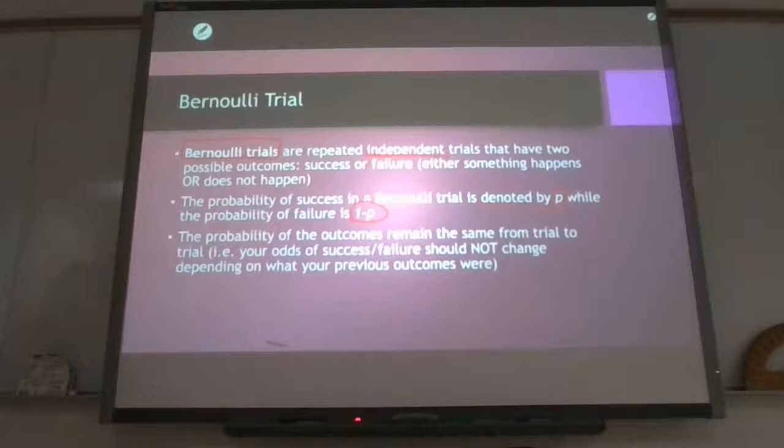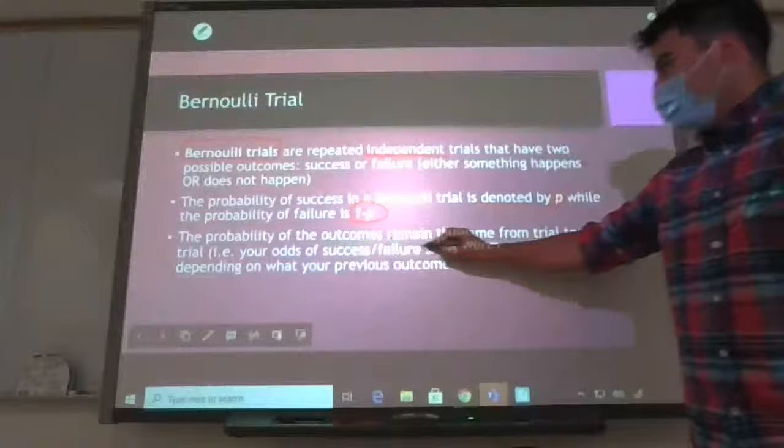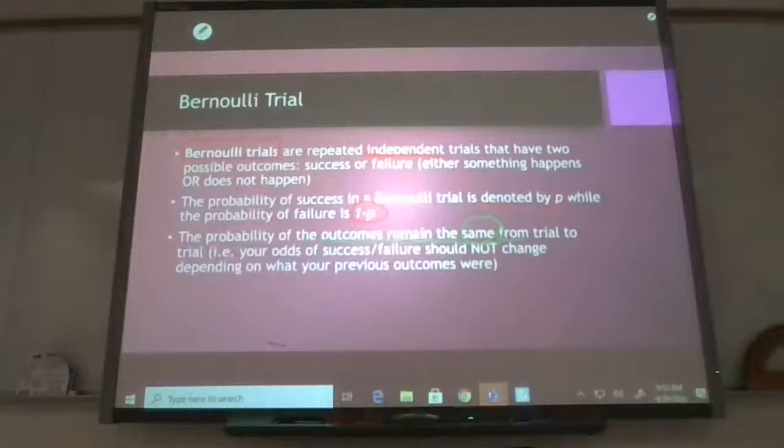So, the other key thing in a Bernoulli trial: obviously you have either success or failure. Your probability of success is P. Your probability of failure is just the difference, 1 minus P. There's another really important thing that we always have to assume with these. We always assume that the probability of the outcomes has to be the same throughout, so they will never actually change. The reason for that is because they're independent, right?